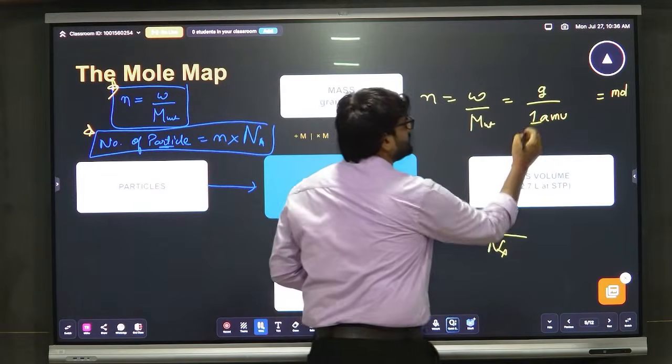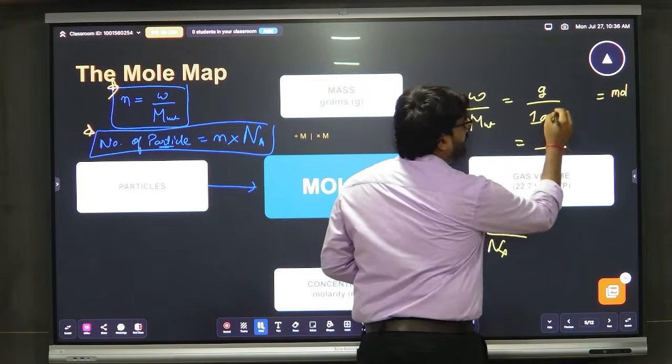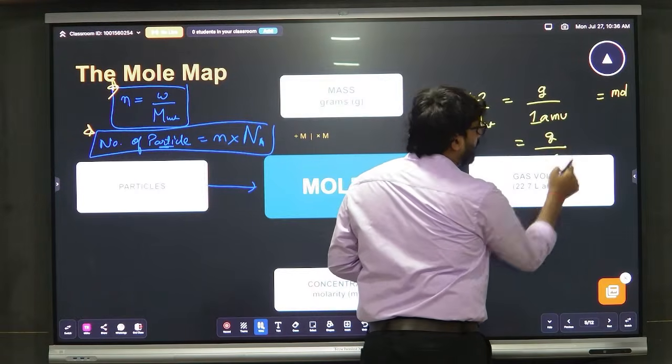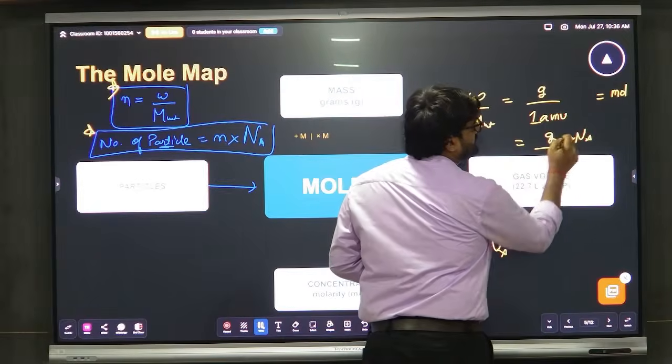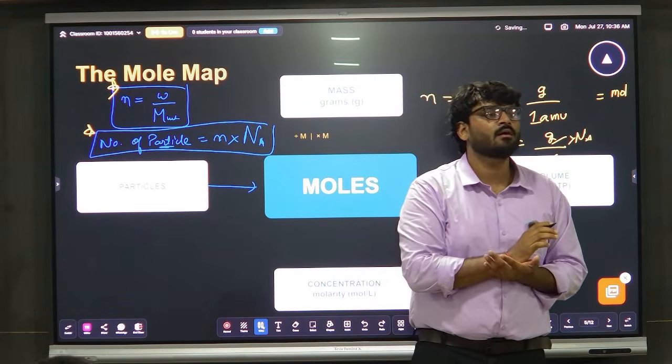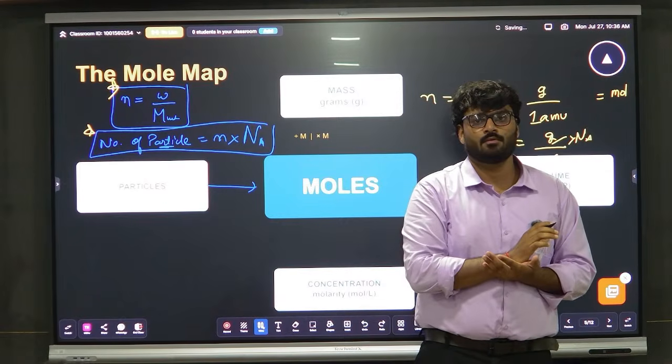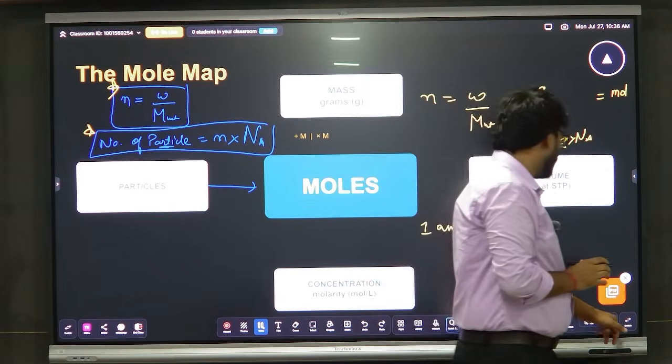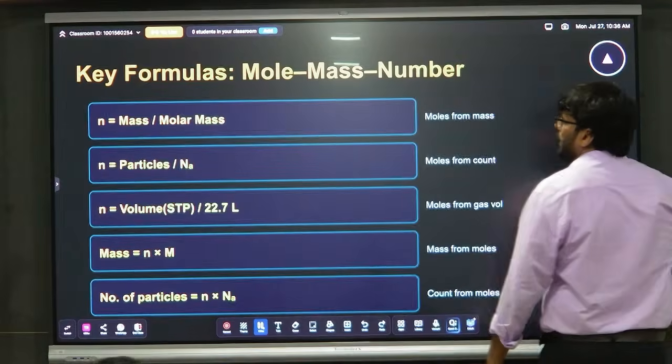When I write it like this, this will be gram. It will be gram upon Na. This is cancelled. It will be like 1 Na. And 1 Na is nothing but mole. Fine. So try to think of the formula like this. And these are the formulas.